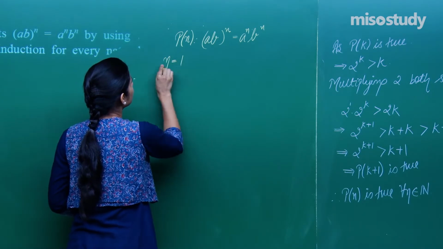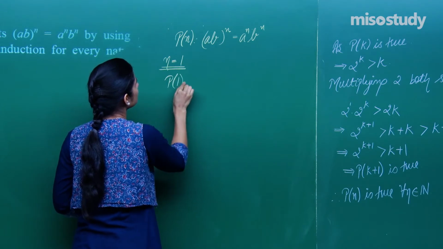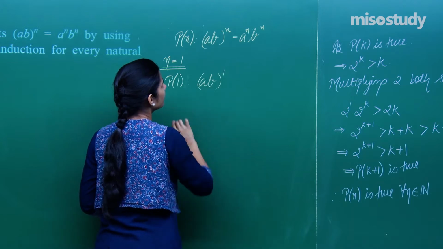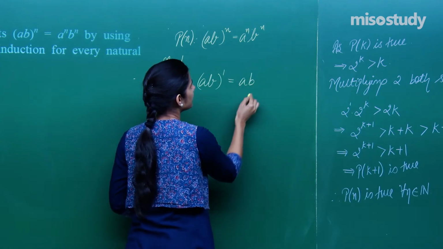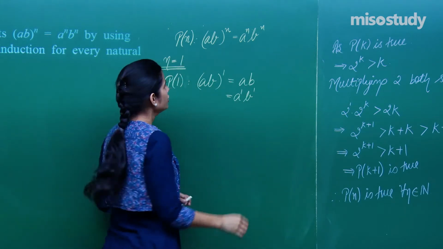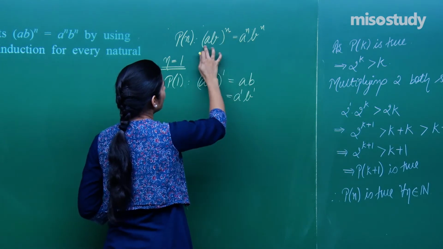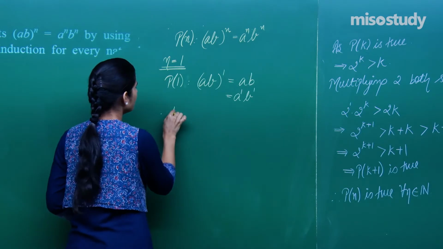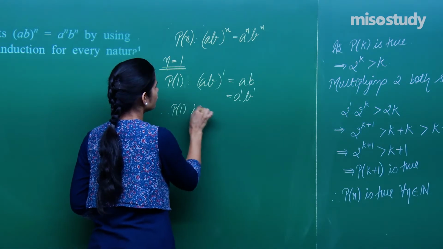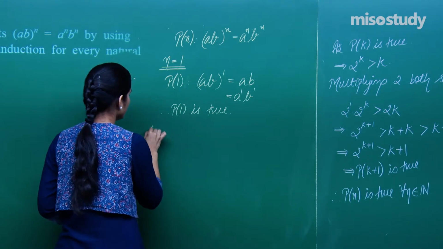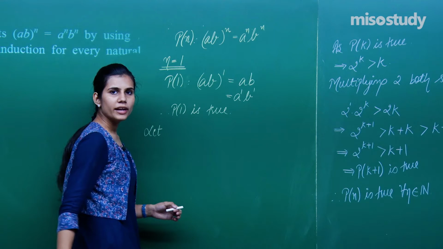n equals 1. P1 is what? (ab) whole to the power 1. This is nothing but ab, which can be written as a to the power 1, b to the power 1. So for n equals 1, I have got (ab) whole to the power n is a to the power n into b to the power n. Therefore, P1 is true.